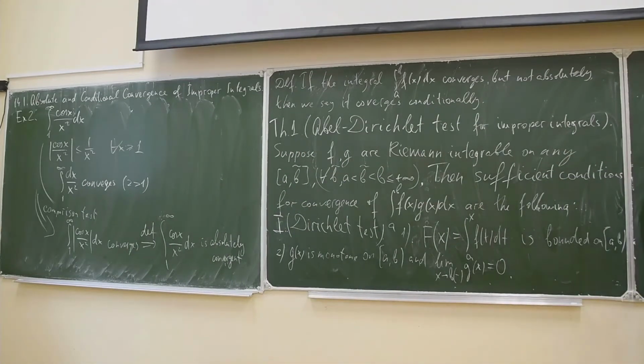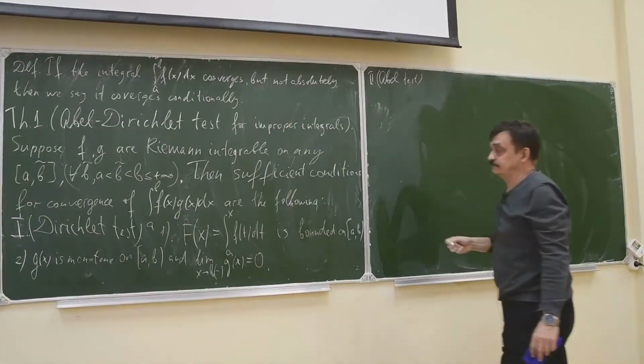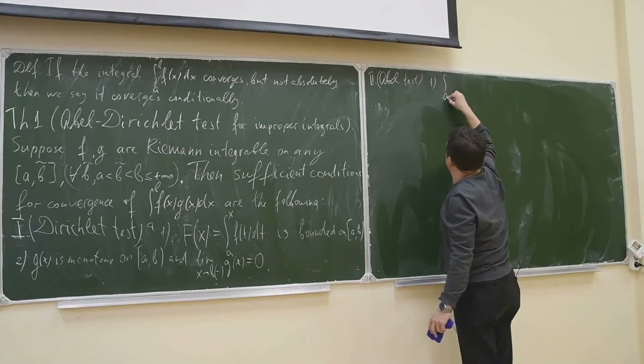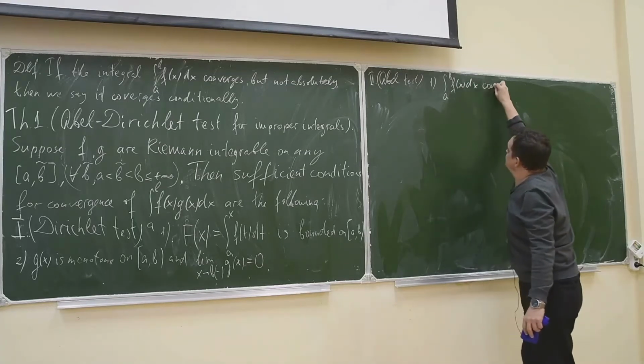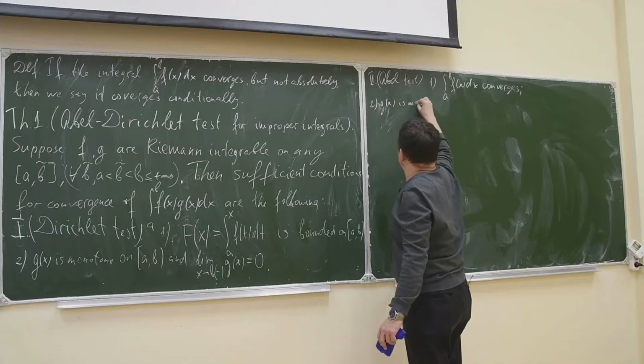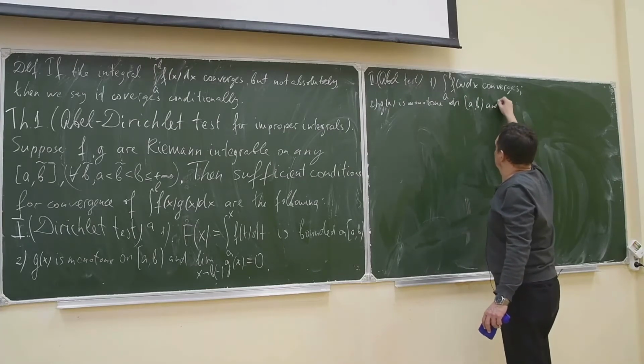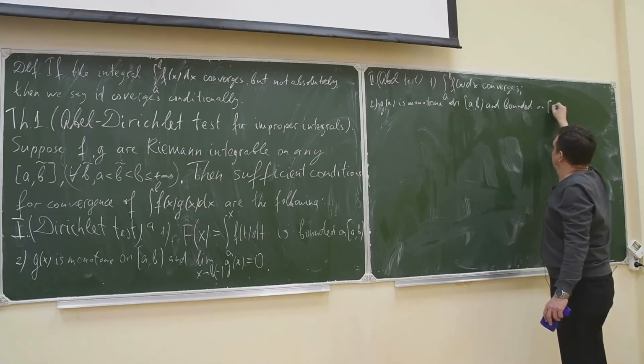And another pair consists also of two conditions, and it is called Abel's test. The first one is the following. The integral from a to b of f of x dx converges. Second, g of x is monotone on [a, b) and bounded on [a, b).